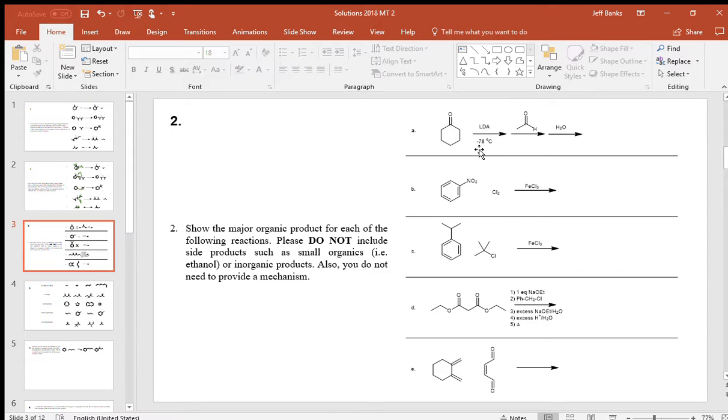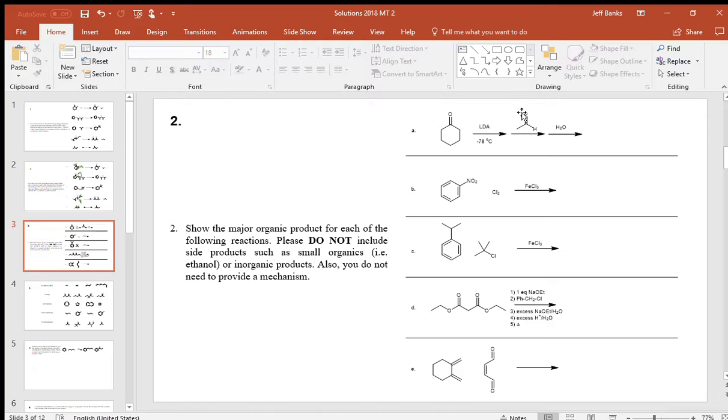Okay, so for this first reaction in question 2, we take a look and we have a ketone. We have a strong base. There are protons on the alpha carbons. In this case, all the protons on the alpha carbons are equivalent, so we're going to pull off a proton from that carbon, form the anion. The anion will then attack the electrophilic carbon of the aldehyde.